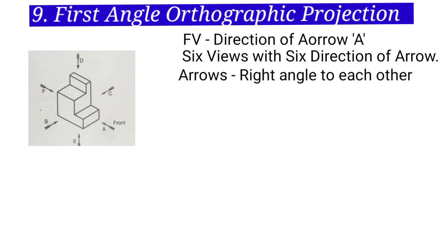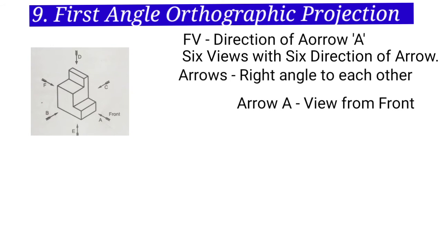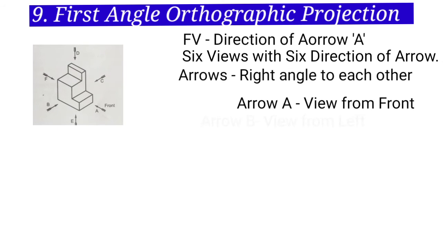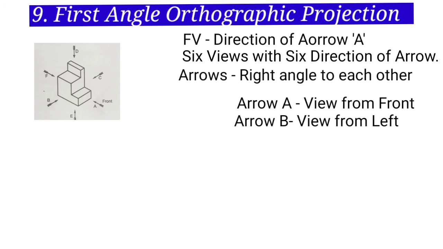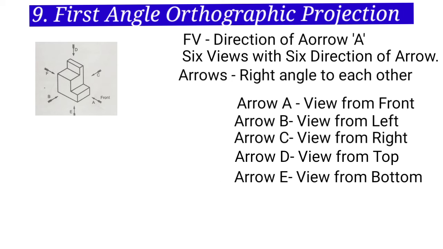The 6 views are designated as follows. The view in direction A is the view from the front. In direction B is the view from the left. In direction C, the view from the right. Direction D, view from above. Direction E is the view from below. And direction F is the view from the rear. In orthographic projections, we are interested only in views in the directions of A, B, C and D.